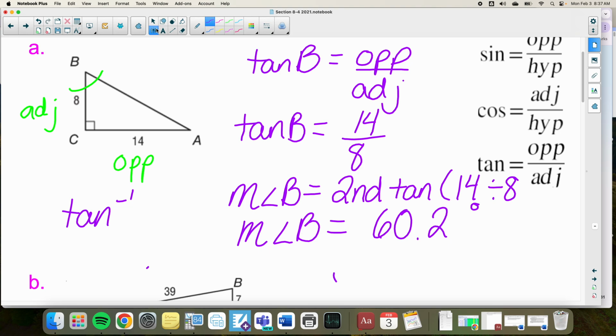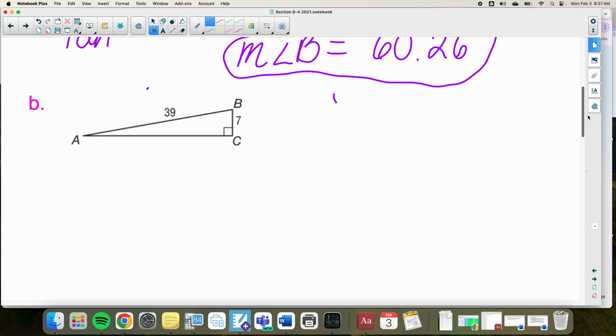All right. Then, if we go to our next one, that one is going to be the same. And again, it's the directions that tell us which angle we're finding. And this directions tells us to find angle B. So then I label my sides. What is the 39? 39 is across from the right angle, so that is my hypotenuse. 7 is between my angle and the right angle, so that is adjacent.